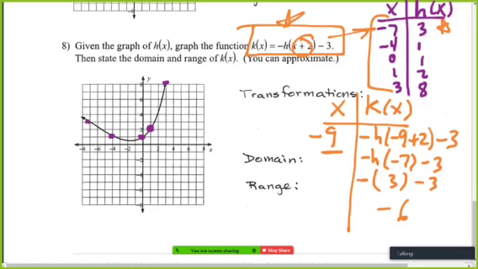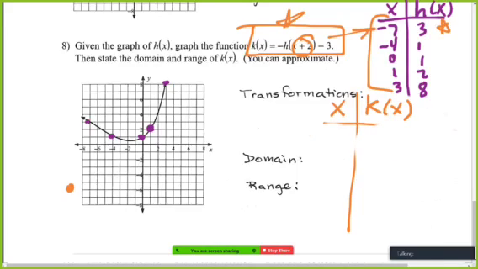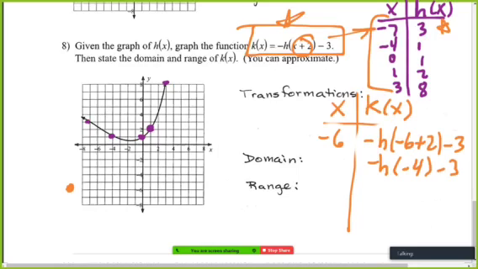So negative 9, you can't even see it, but negative 9, negative 6 is going to be somewhere over here. All right, now let's do that again. Let's plug in the next point, which would be 2 less than negative 4, so negative 6. If I did negative h of (negative 6 plus 2) minus 3, I get negative h of negative 4 minus 3. And I know from here that h of negative 4 is 1. So it's negative 1 minus 3, which is negative 4. So I now have the point (-6, -4).